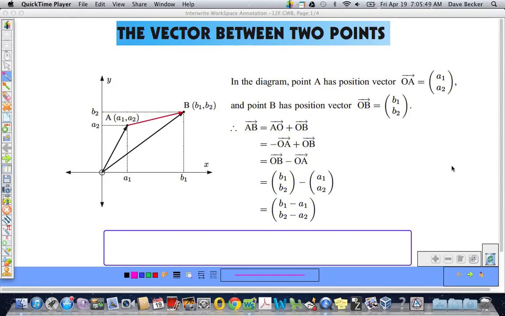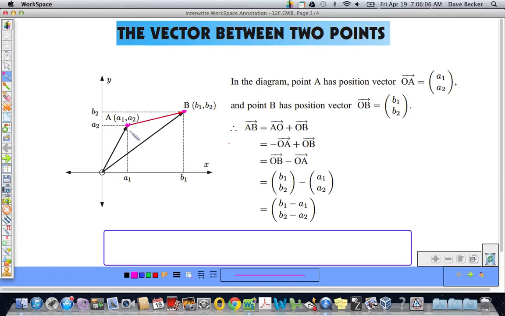We are finding the vector between 2 points. What does that mean? Well, given any 2 points, let's say I have the point A right here and the point B right here, what is the vector between them? Okay, and how do we find it?